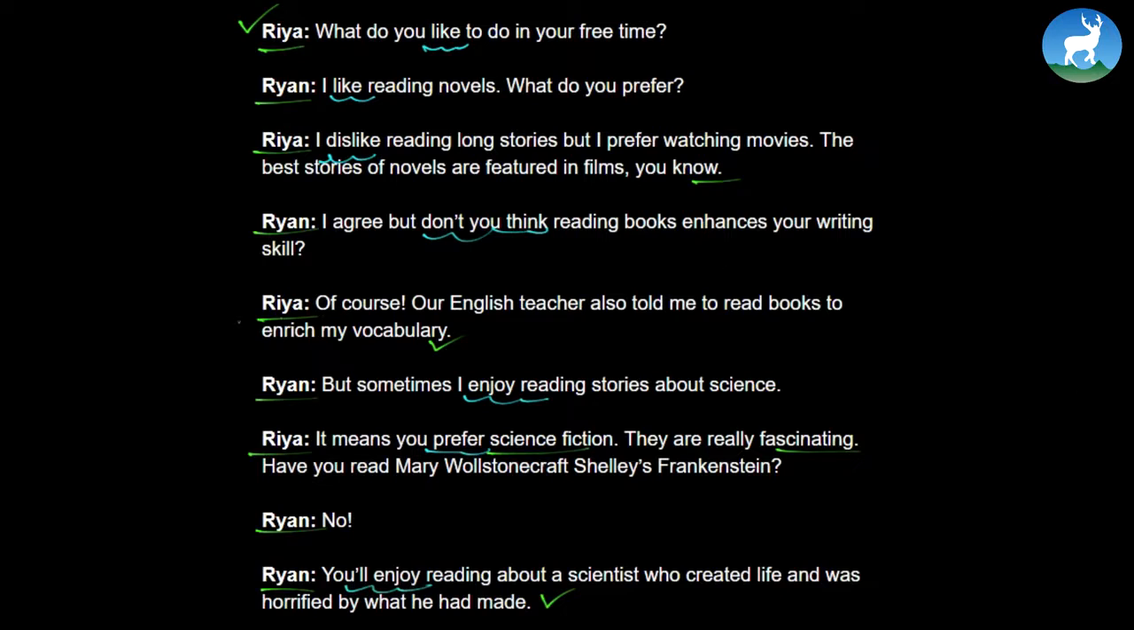So how many different preference-showing words do we have? We have like and another like, and finally we have dislike. Afterwards we have don't you think and you'll enjoy, separate words. Enjoy is again repeated, and we have something called prefer. So these are some of the preference-showing words. Let's study them in detail.